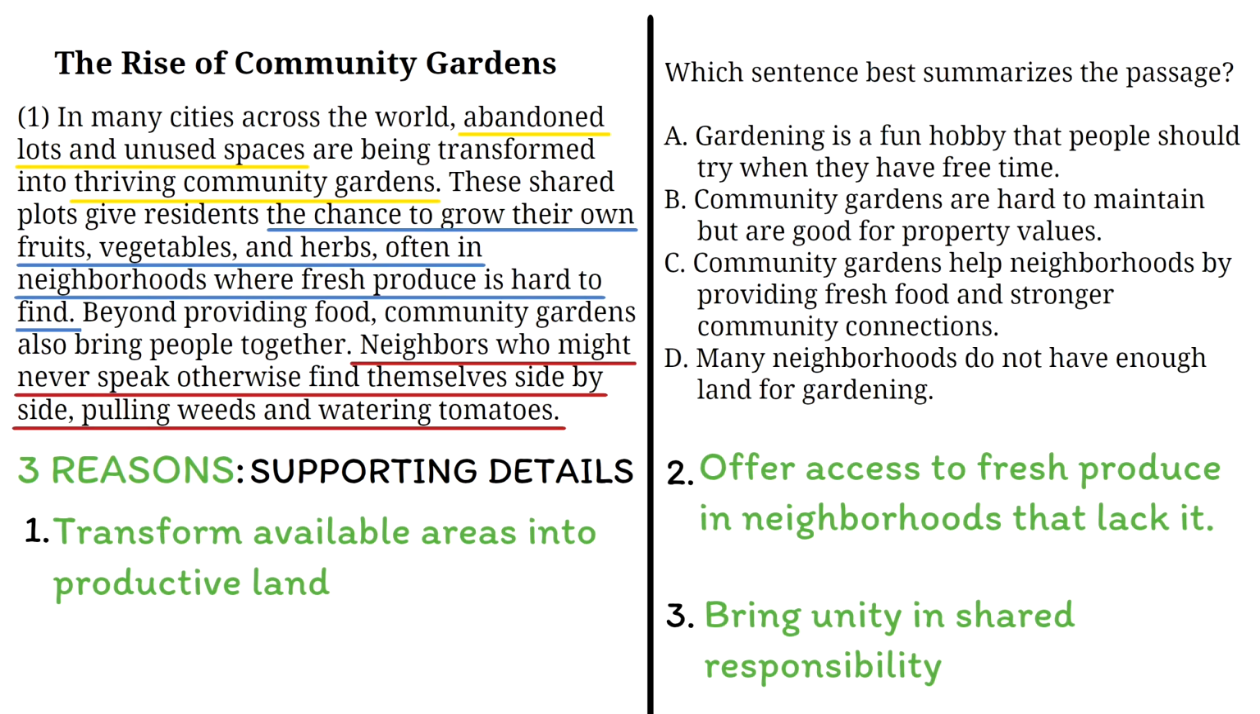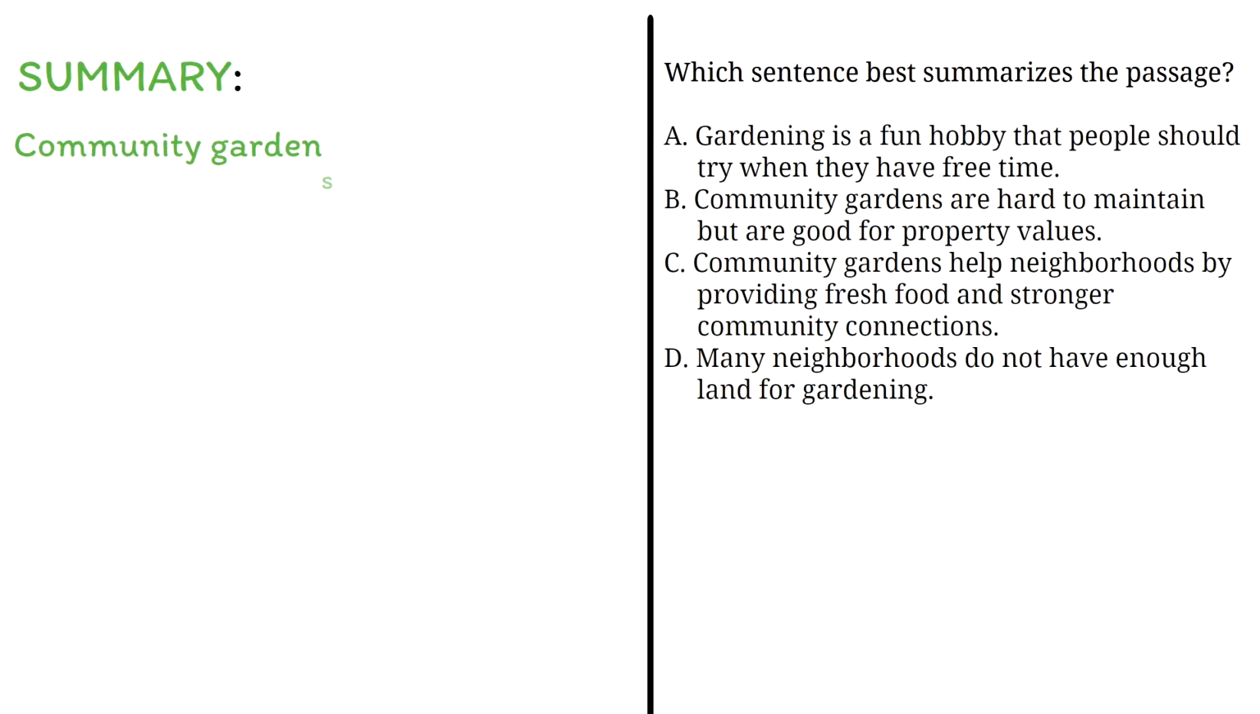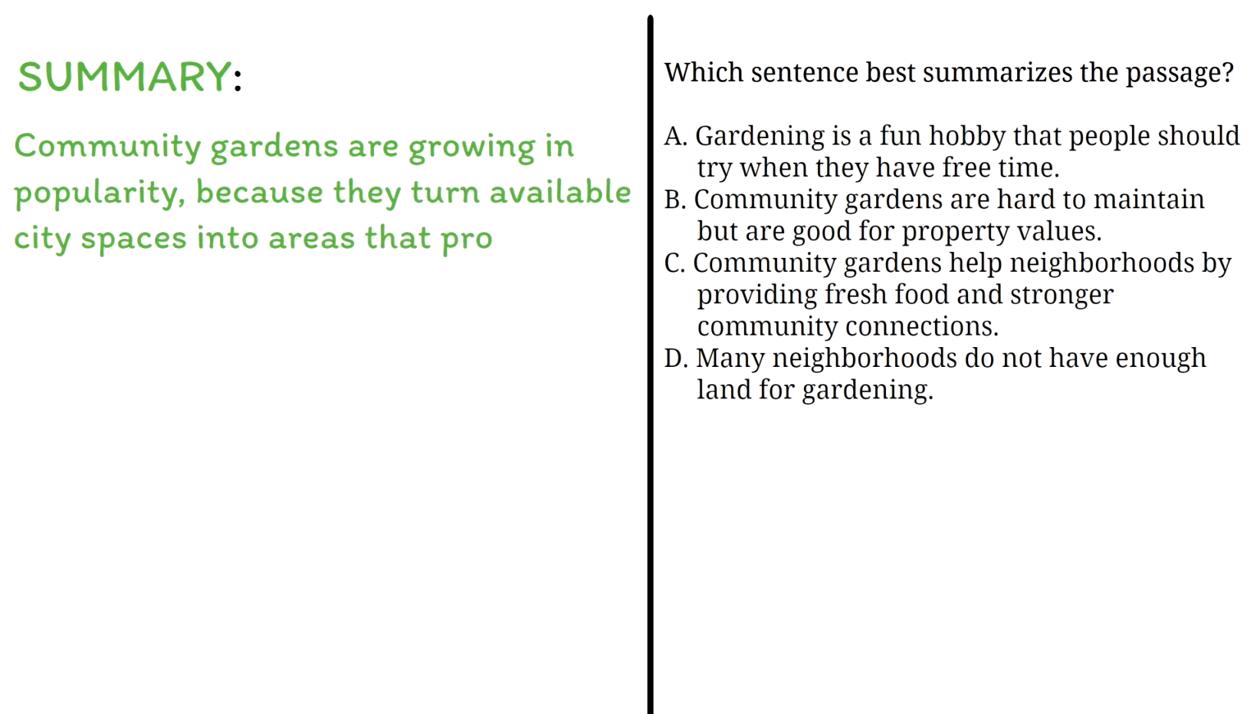Notice that some of the key details are already included in the main idea itself. However, the passage also provides additional reasons that help support or expand that main idea. So it's best not to pick up too many details, so you don't waste time on the question. Thus, we have now summarized our passage in our sentence. The summary reads, "Community gardens are growing in popularity because they turn available city spaces into areas that provide healthy food and help build stronger communities."